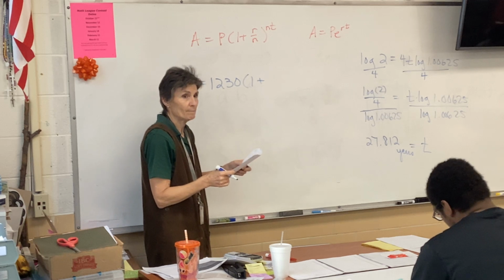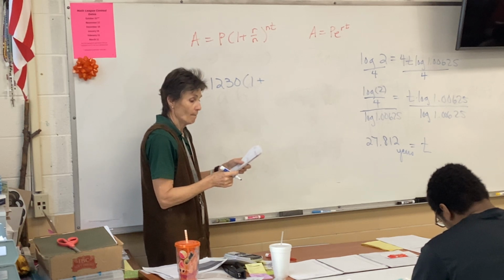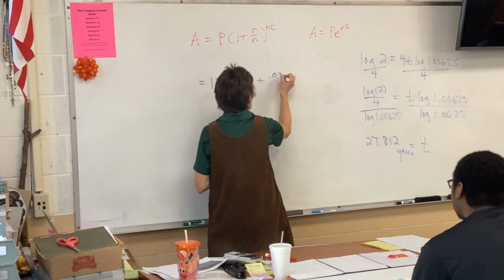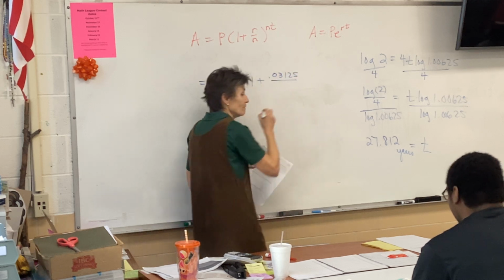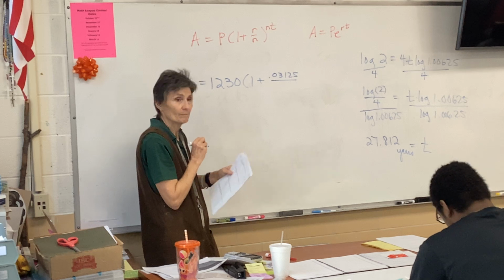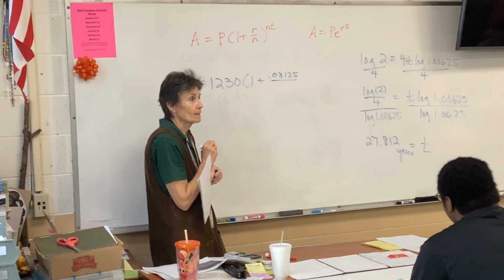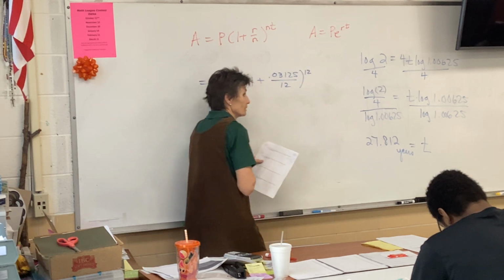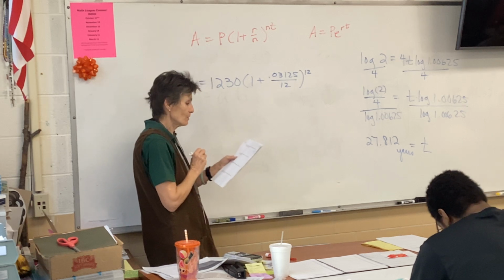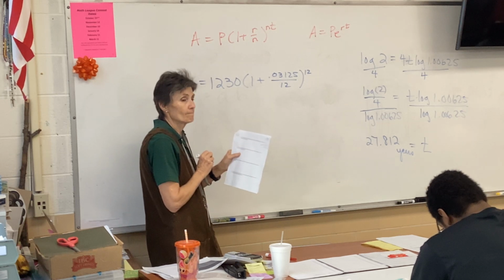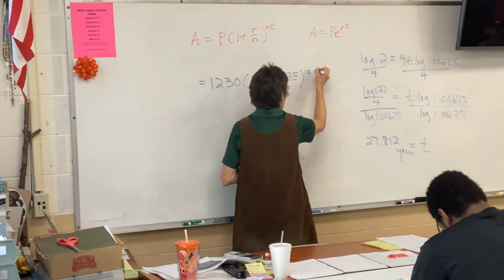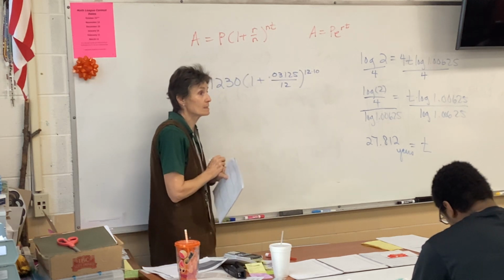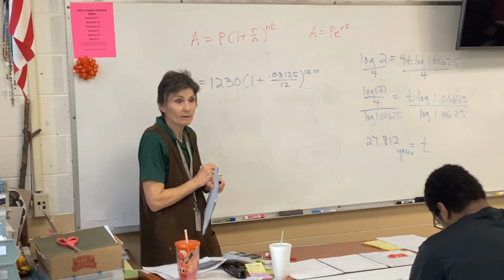My interest rate, be careful, what's my interest rate? 0.03125. What am I dividing by this time? What's my N? How many months in a year? 12. So monthly would be 12. And what's my T value? 10. Those are multiplied, 12 times 10. And what I'm looking for is how much I end up with.